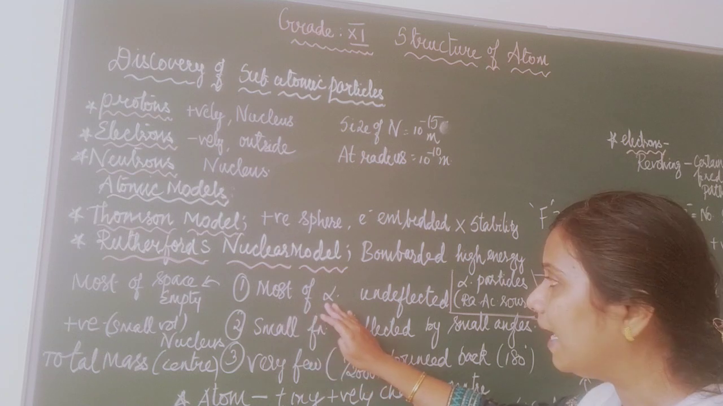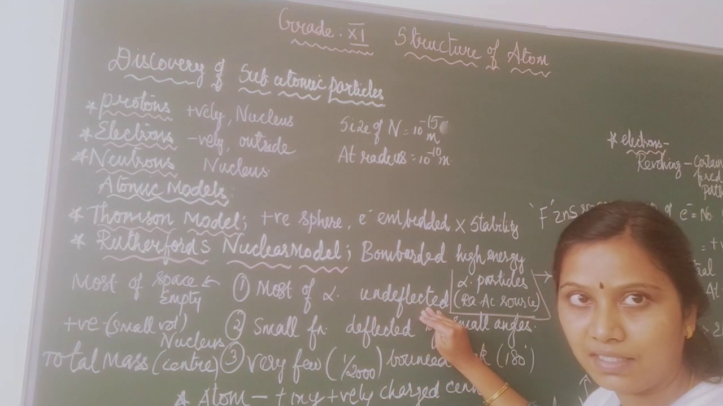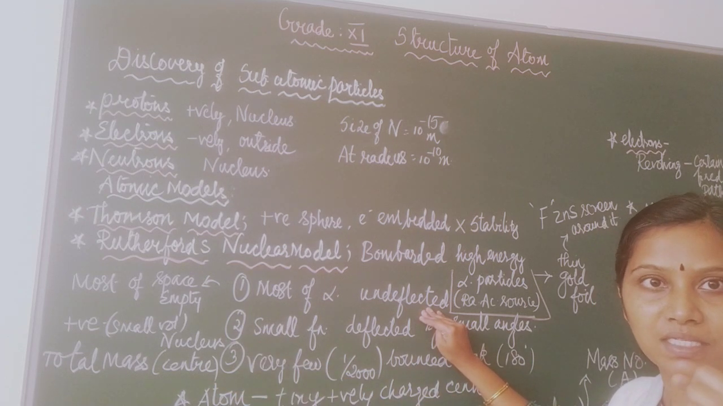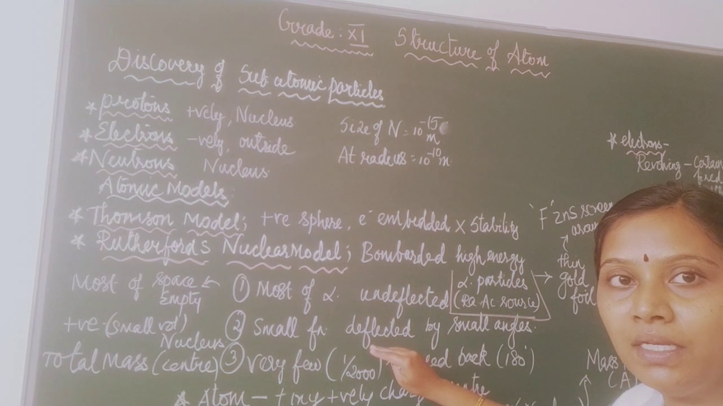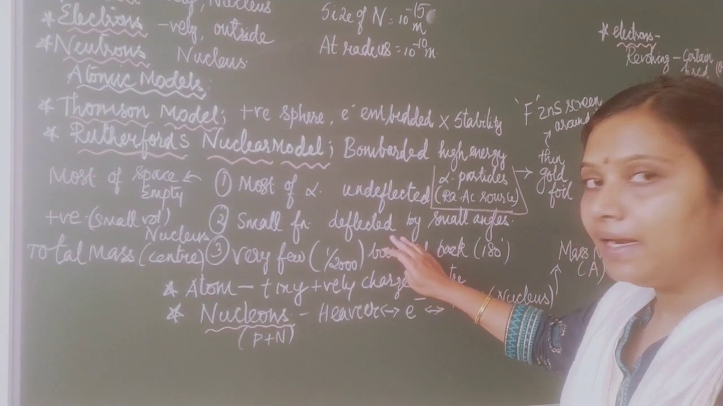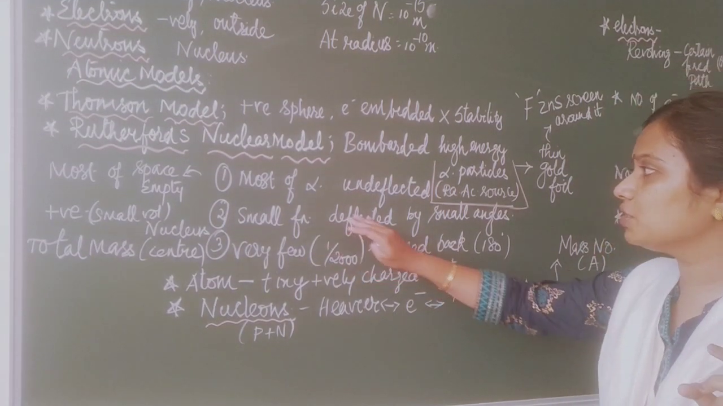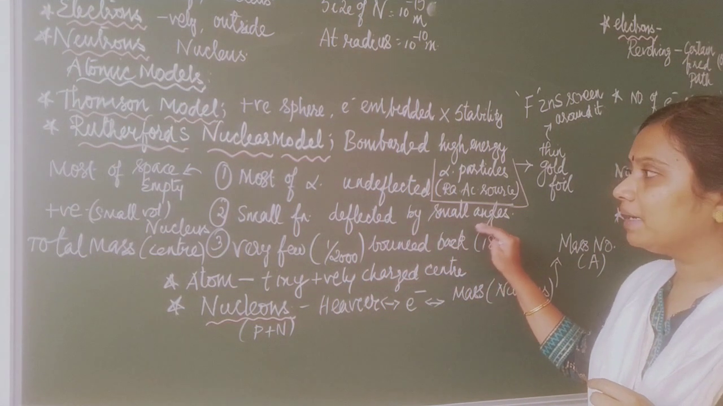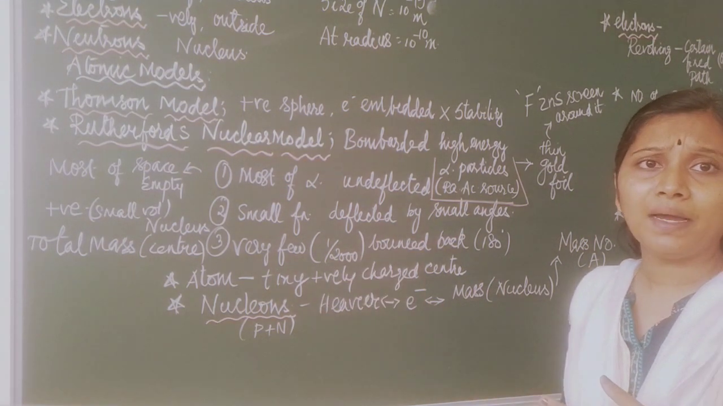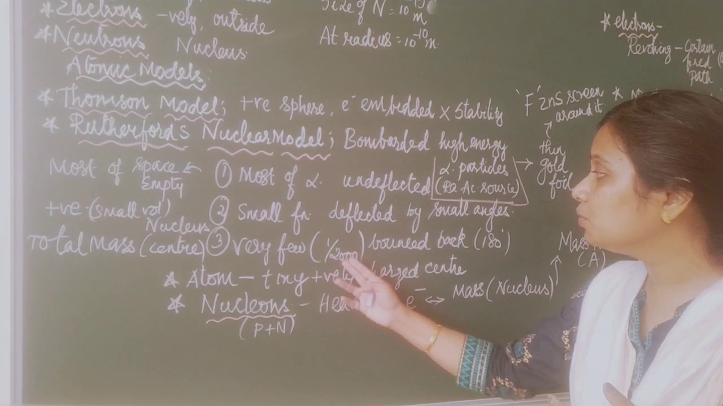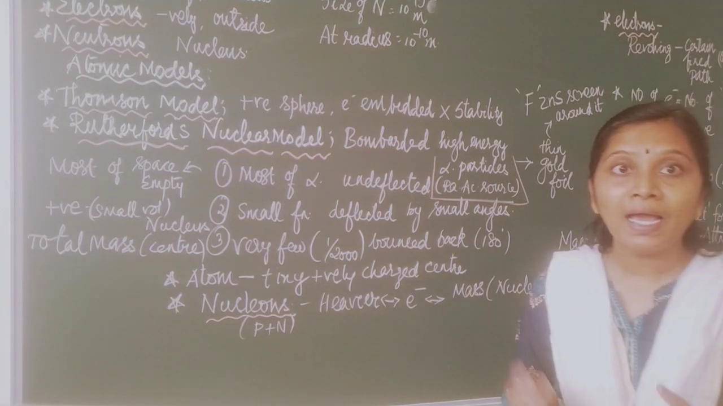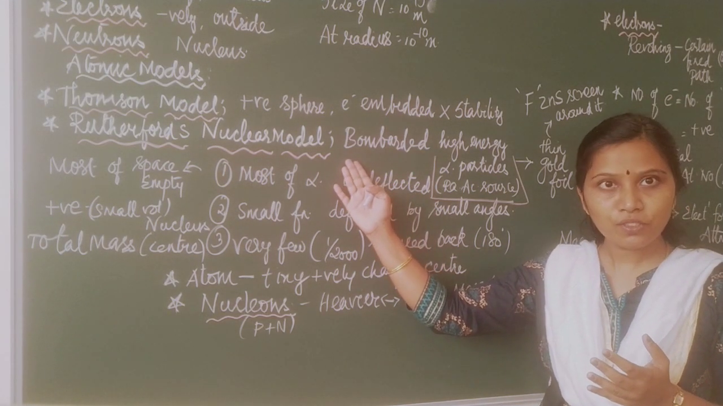See, most of the alpha particles were undeflected. Most of the alpha particles pass through the gold foil undeflected. So this is the first point. And what is the second point? A small fraction of the alpha particles were deflected by small angles. What was his third observation? Very few alpha particles, that is in the order of 1 in 2000 particles, were deflected by an angle of 180 degrees.